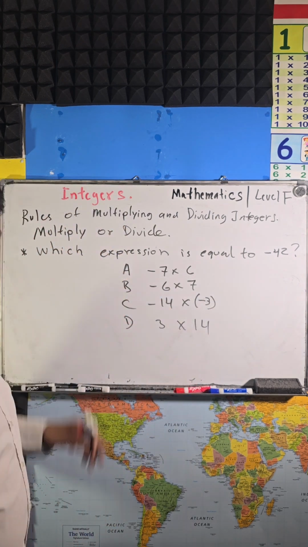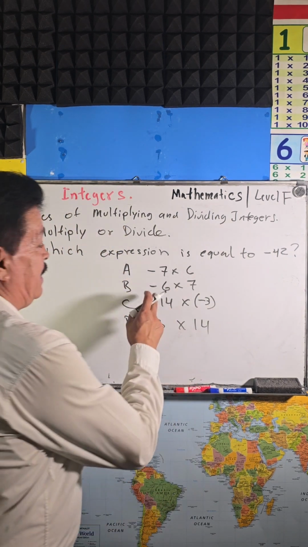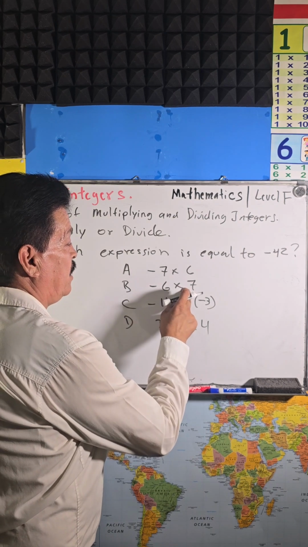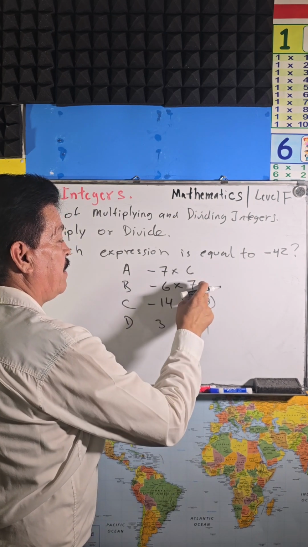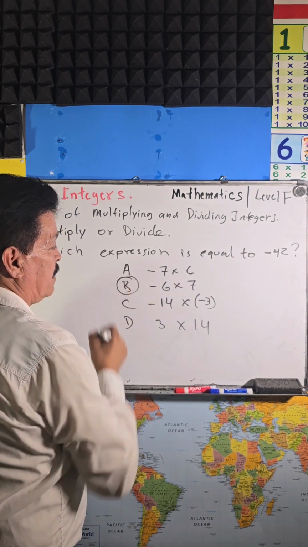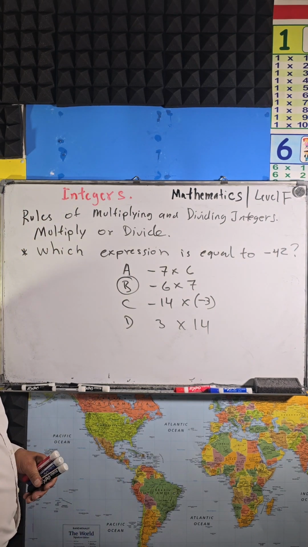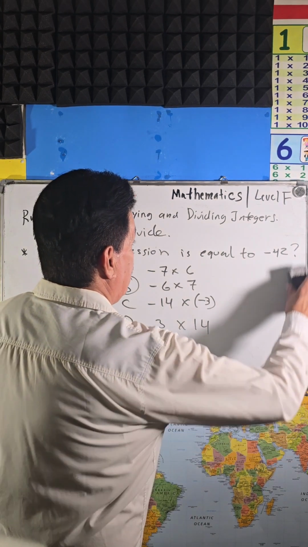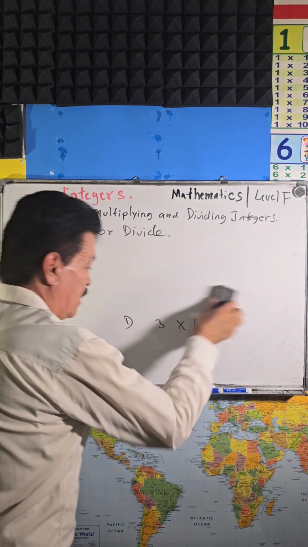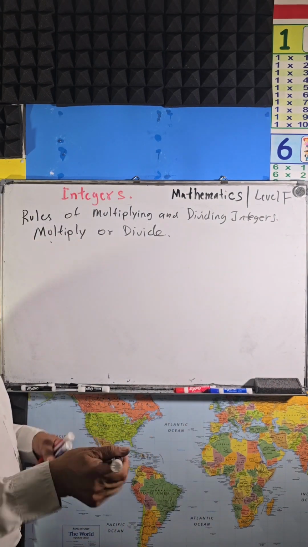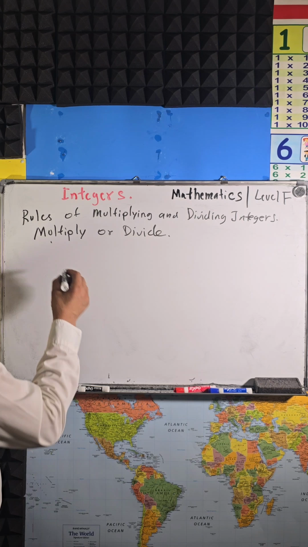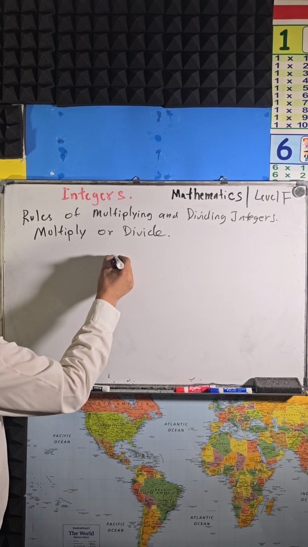What do you think is the right answer here? Negative times positive is negative. 6 times 7 is 42. You have to circle the letter B. Right? Let's write another question. A problem like this. It's very, very simple. We have to solve. It's another question here.